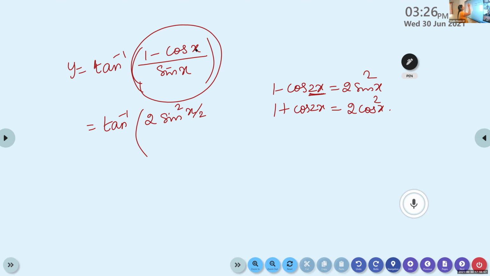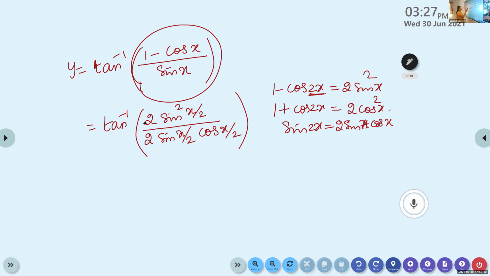So if it is x, what can you write? 2 sine square x by 2. And what about sine x? What is the formula for sine 2a? It is 2 sine a cos a, isn't it? So if it is 2x, we will write x and x, half of this. So sine x we can write as 2 sine x by 2 cos x by 2.